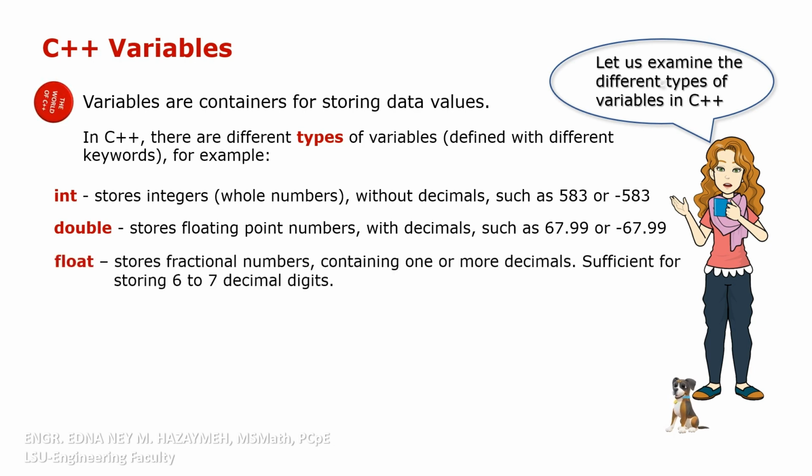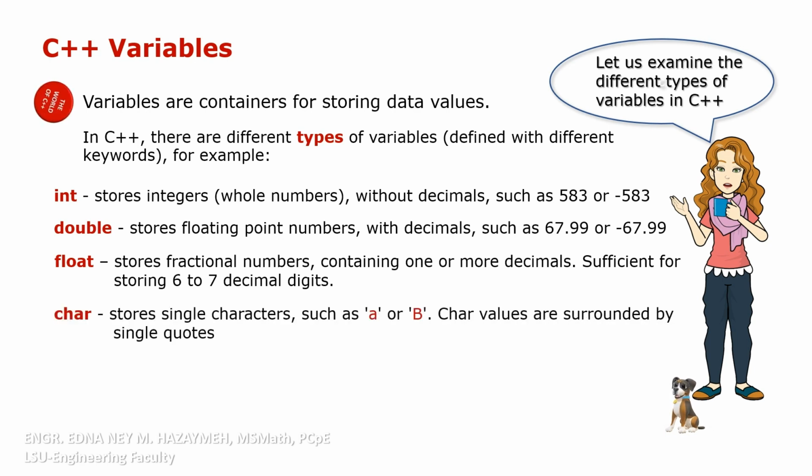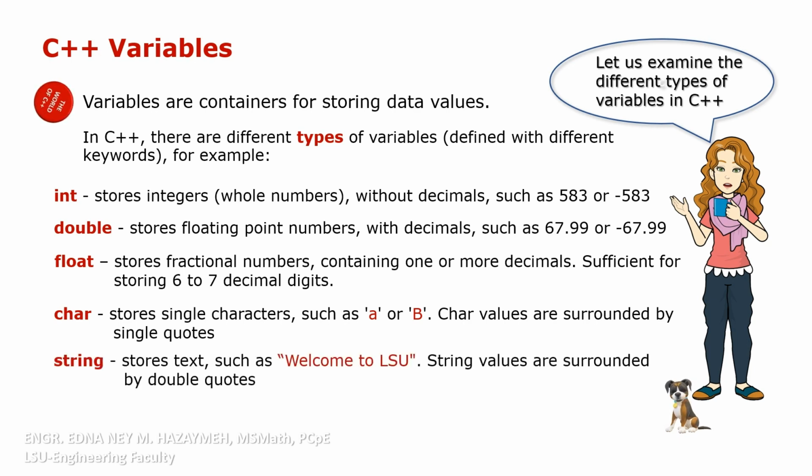Float stores fractional numbers, containing 1 or more decimals, sufficient for storing 6 to 7 decimal digits. Char stores single characters, such as A or B. Char values are surrounded by single quotes. String stores text, such as "Welcome to LSU." String values are surrounded by double quotes. Bool stores values with 2 states, true or false.